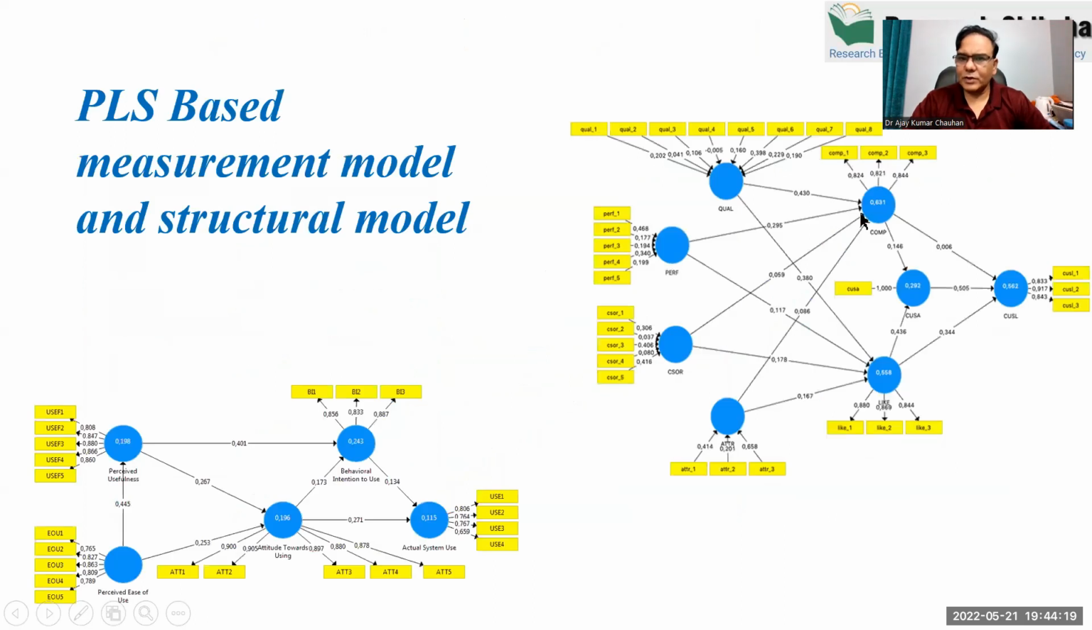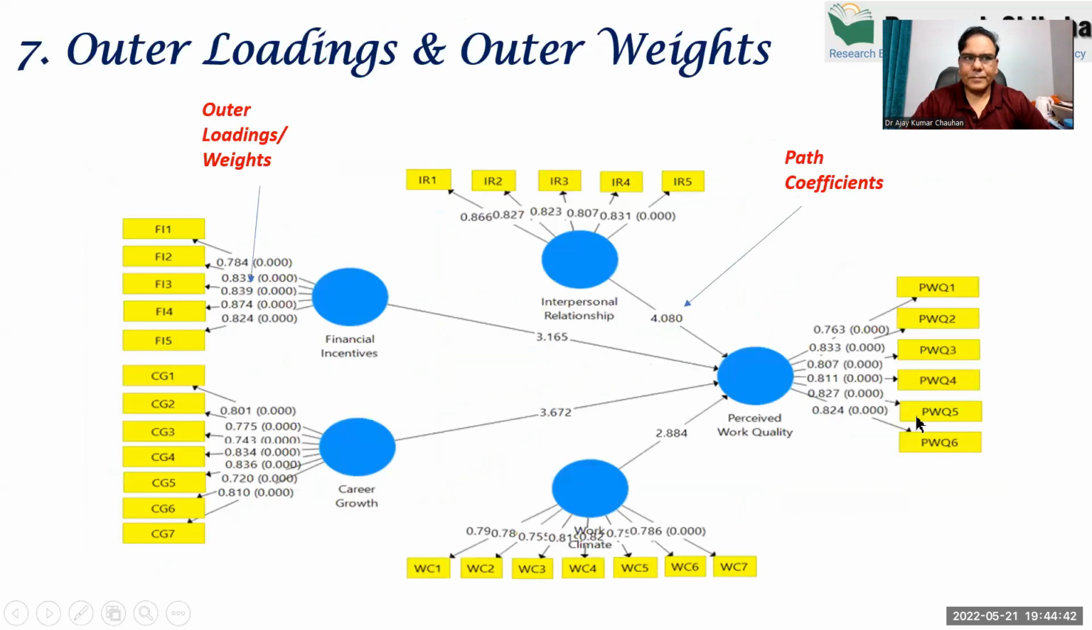So for example, I'm showing you this case. These numbers between the constructs are path coefficients, and these numbers coming between the blue and the yellow are known as construct loadings. Simple. Now there is one simple difference. You can see these numbers. What are these numbers? These numbers are outer loadings. And what are these numbers? These numbers are path coefficients. So I explained here the path coefficient.